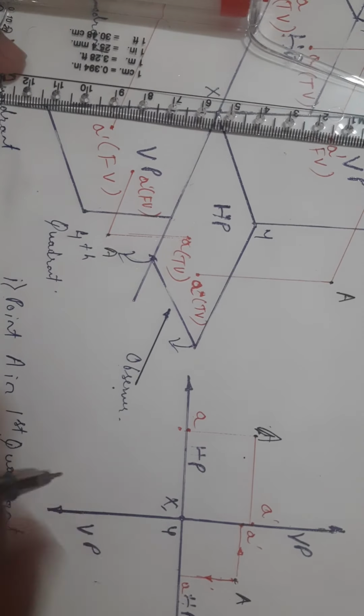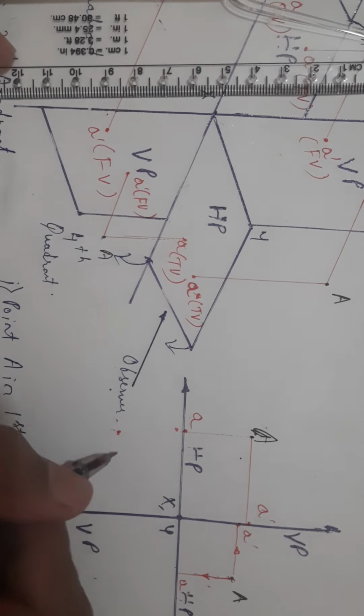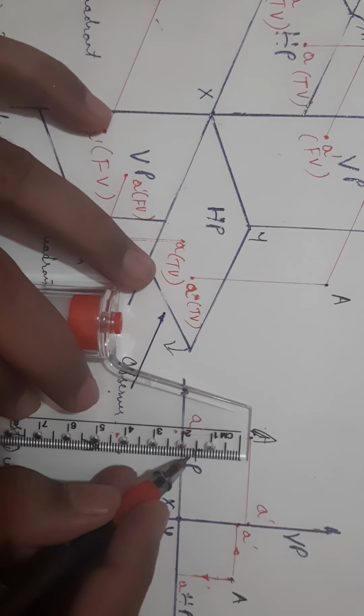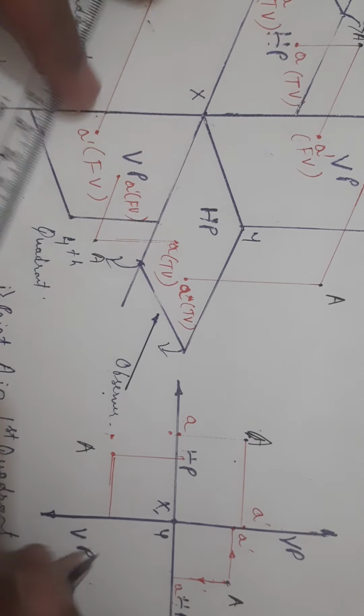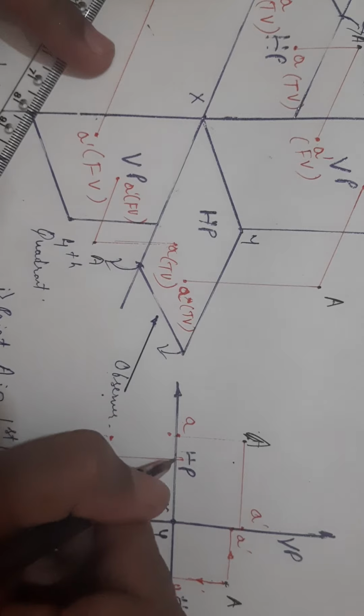Now, I missed one point for point A in third quadrant. I'll mention it over here. Point A in third quadrant. Just to complete this, friends. So this was for A and this was for A dash. A dash over here, and this was A for point in third quadrant.